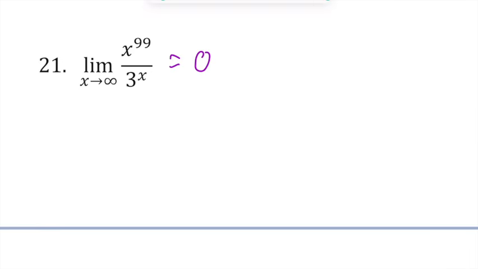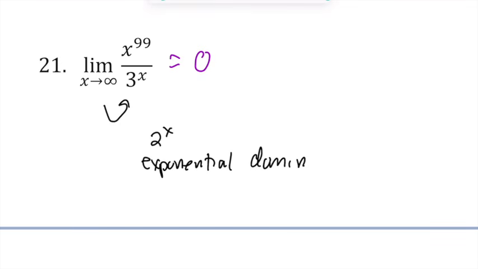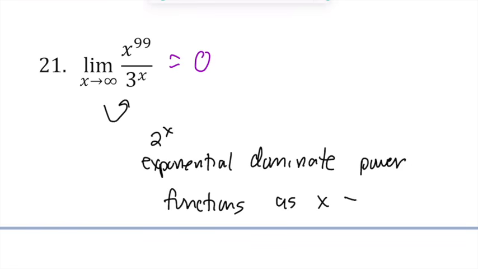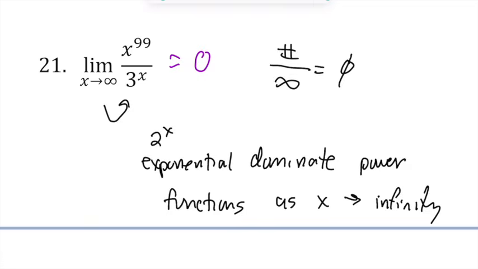21, you don't really have to show work on this. You just got to make a note that says exponentials dominate power functions at infinity as x approaches infinity. And there you go. So basically you're going to get a number over an infinity, which is 0.